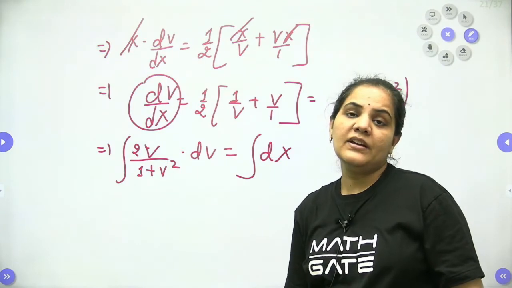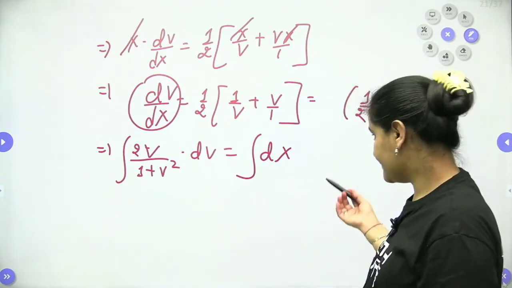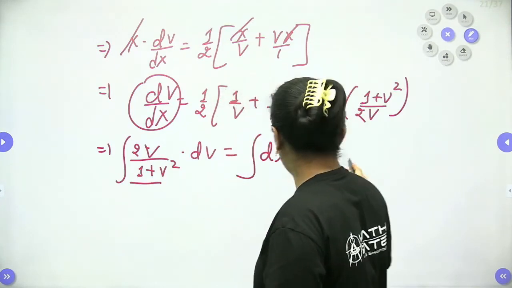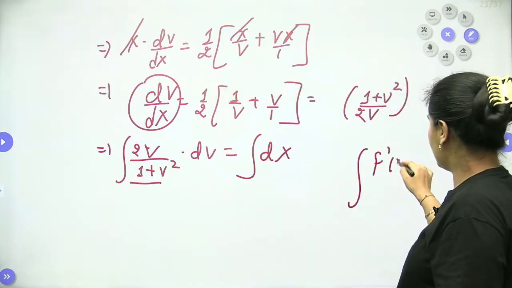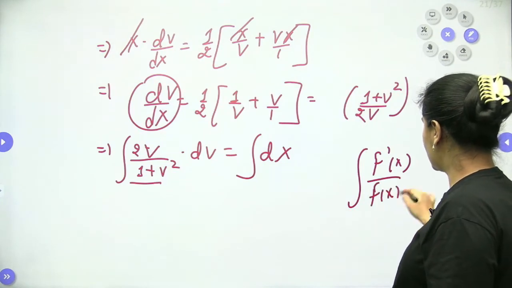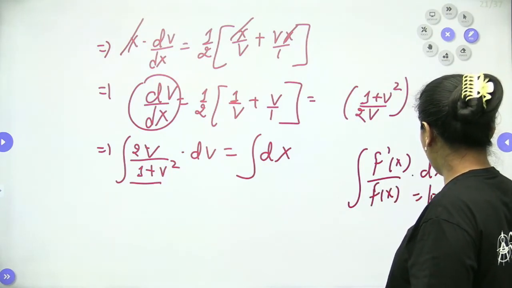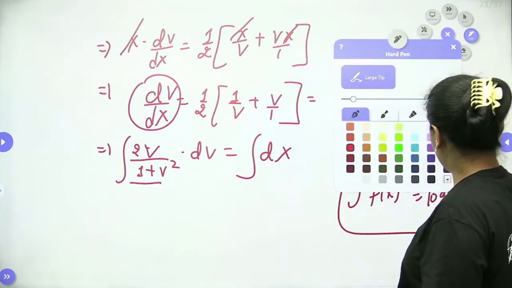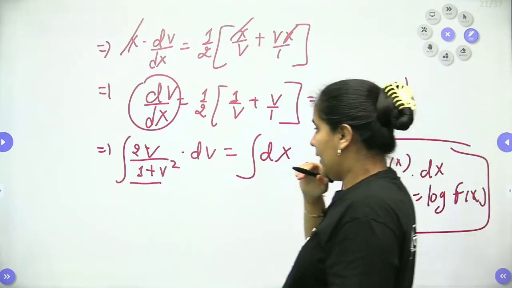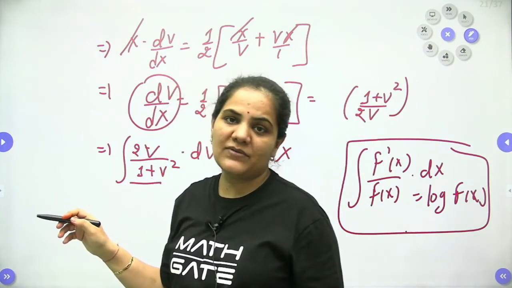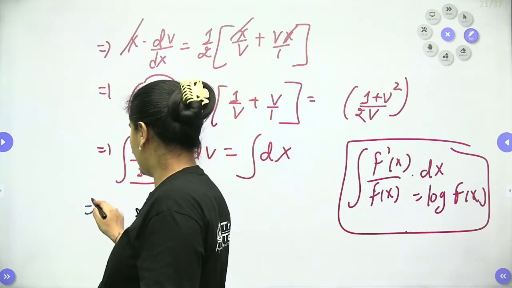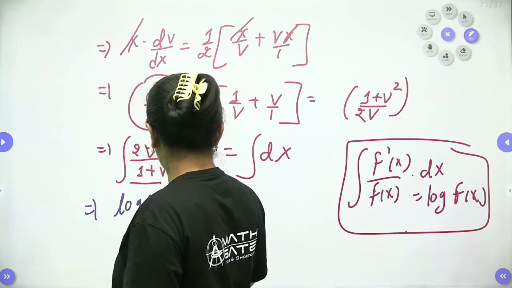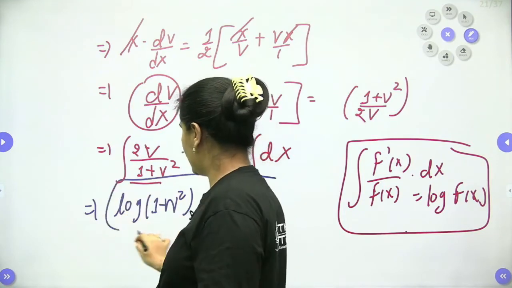So, dear students, it will be variable separation to approach here. When we approach variable separation, you can easily see it is nothing but the form of f dash x upon fx dx, which is a very common form to apply in variable separation. The differentiation of 1 plus v square is 2v only, which we can see in the numerator. So it is nothing but log of 1 plus v square. Here we don't have anything, so we can write x plus c only.